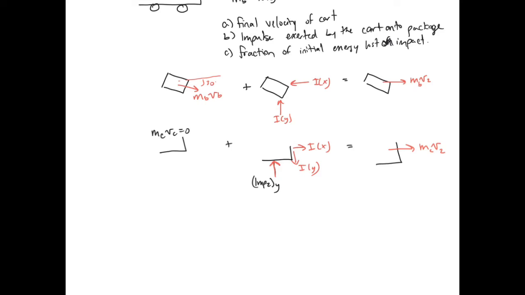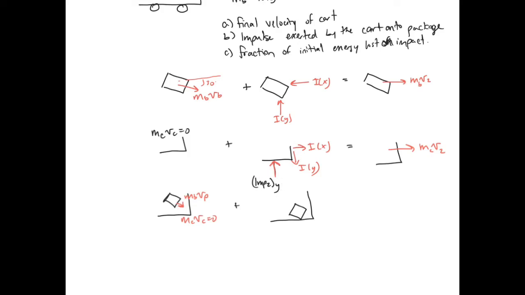So now we draw another set of 3 that combines the 2. Here we have the cart and the package: m B v B and m C v C equals 0, plus the external forces. Here we would have the bag landing on the cart. And now when we combine these, this force here cancels with this one. This force I x cancels with this one. So all we have left is this impulse here.